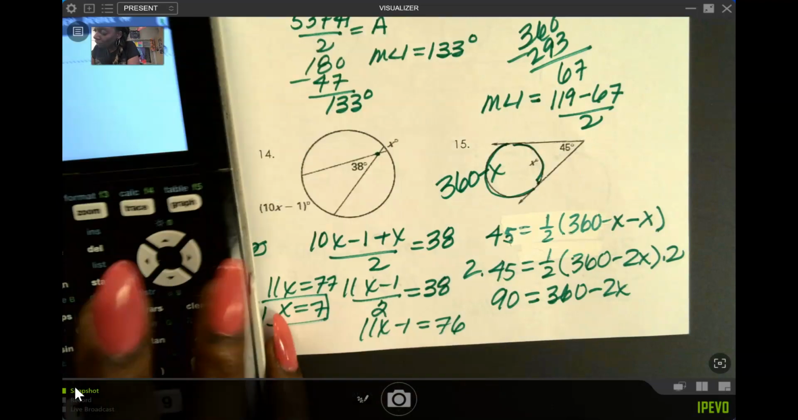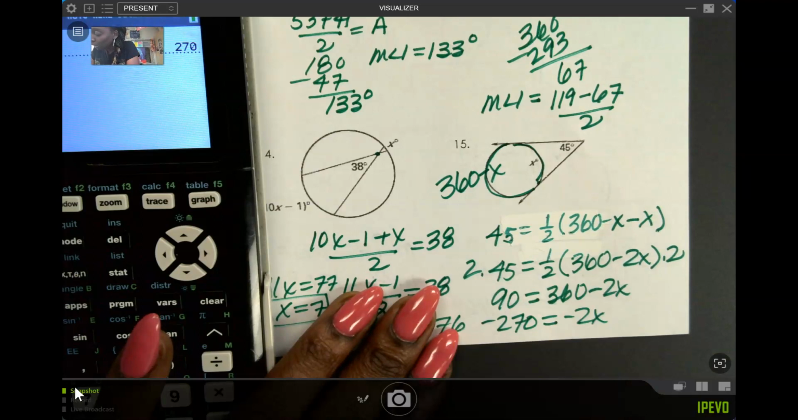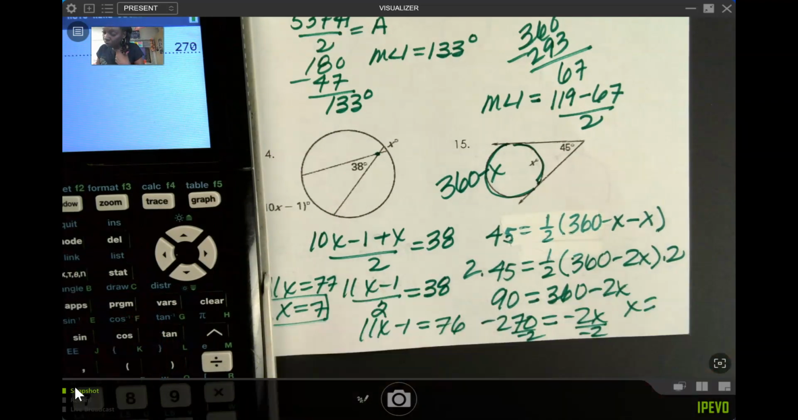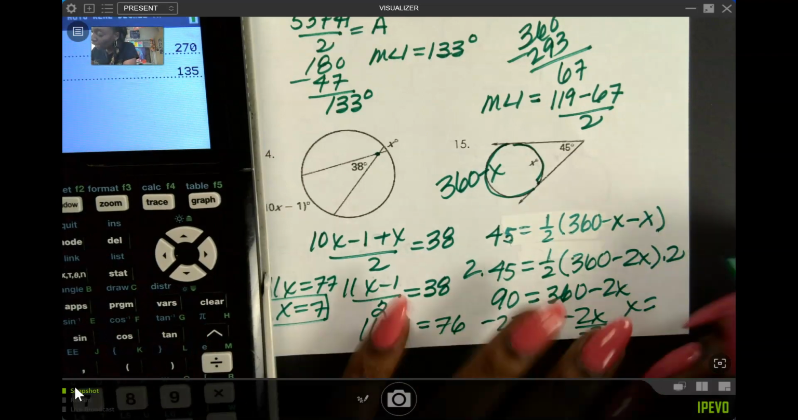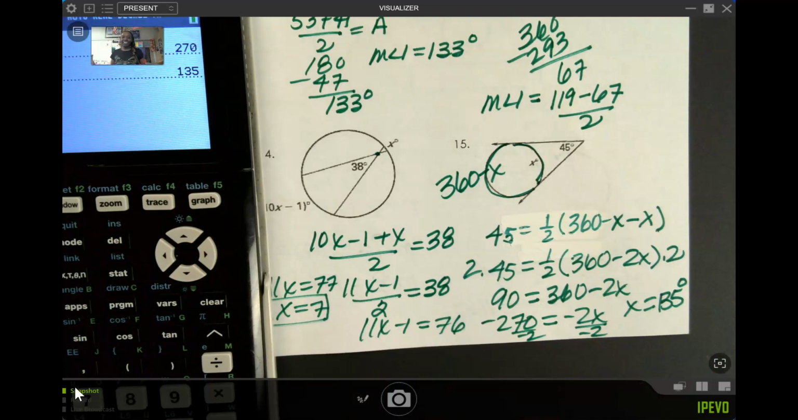So we have negative 270 equal to negative 2x. We're going to divide by negative 2. So x equals 135. 135 degrees. All right, so x is 135 degrees.